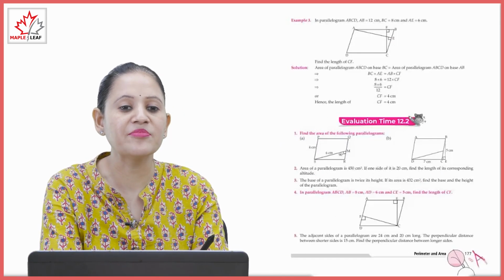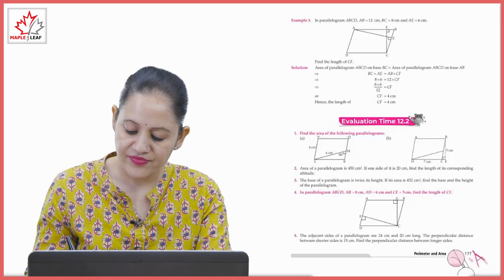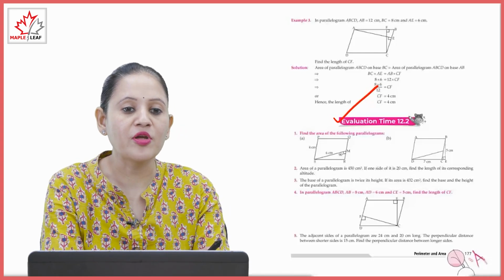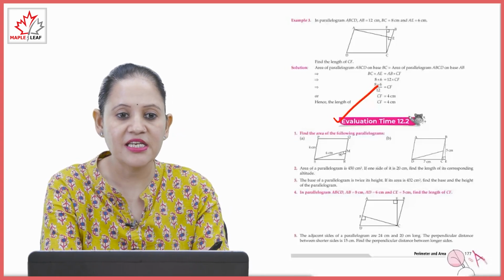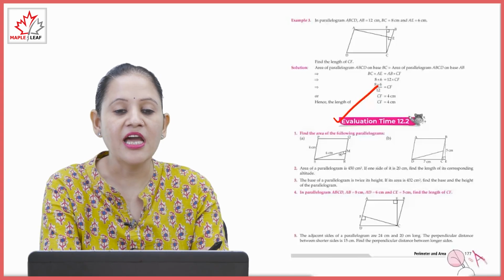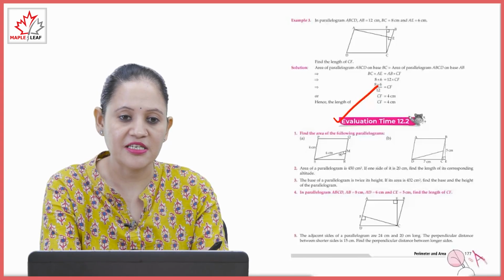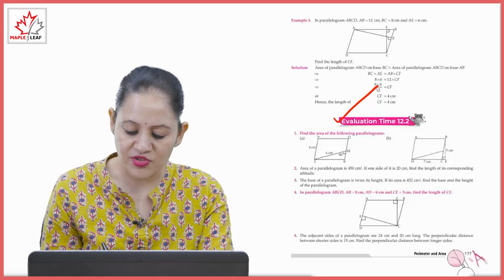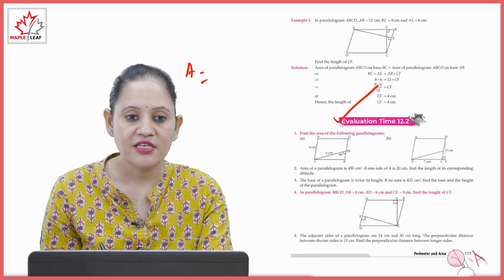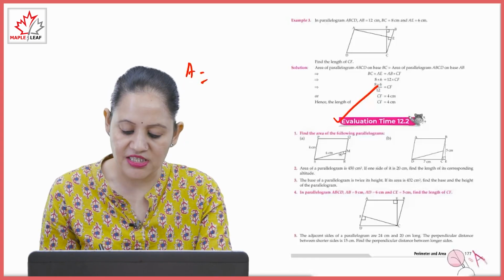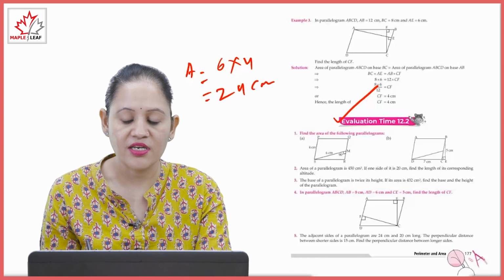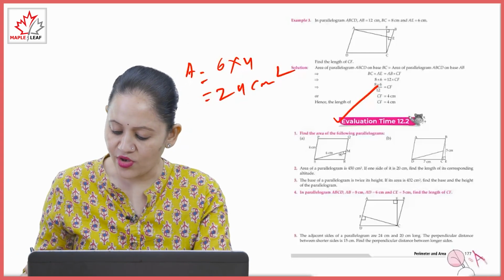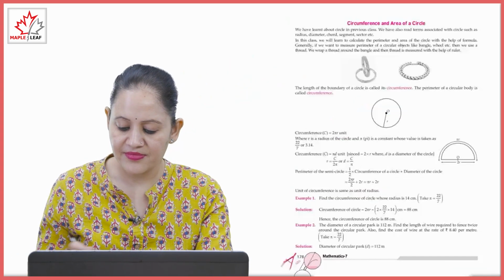Next is Exercise Time 12.2. Find the area of the following parallelogram. So base is given and height is given. Base is here 4 centimeter and height is given, that is 6 centimeter. So area equals base into height, that is equals to 6 into 4, 24 centimeter square. Clear? Practice all the questions of this exercise.